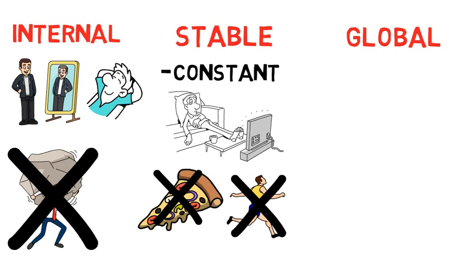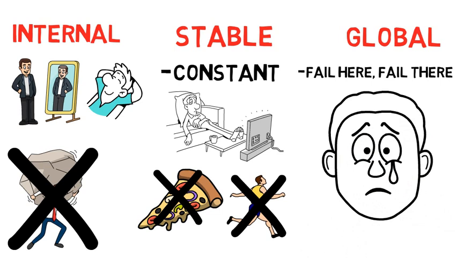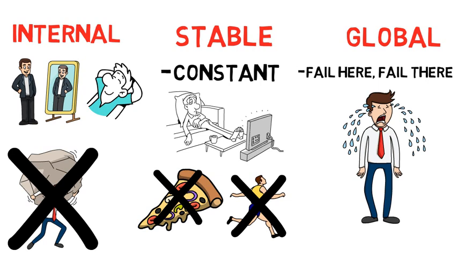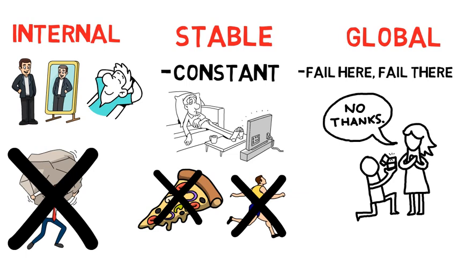Next is global attribution. This is the belief that the factors affecting the outcome apply to a large number of situations, and not just one of them. For example, believing you're failing to lose weight because you fail at everything is a global attribution because you'll believe it's true with your weight loss goals, true when it comes to trying out for a sports team, true when it comes to trying to get a promotion at work, true when finding a romantic relationship. You'll believe it's true with everything.